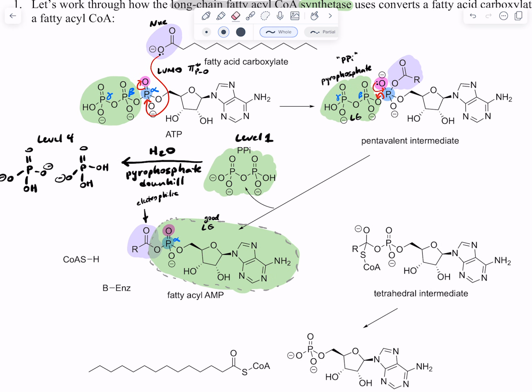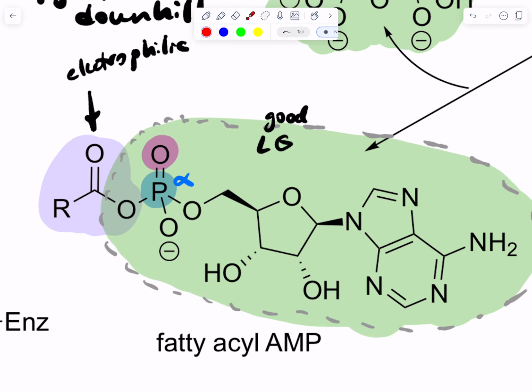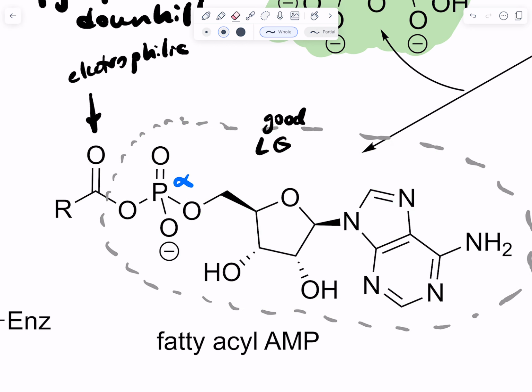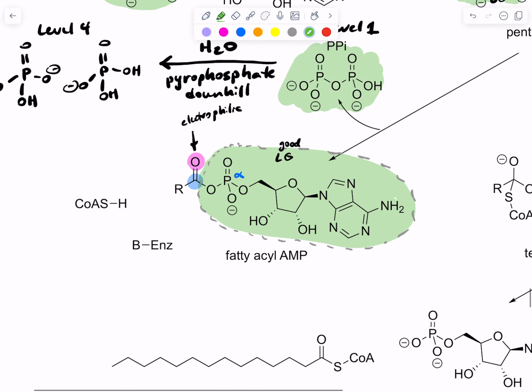All right, once we're to the fatty acyl AMP, and our goal is to get to the thioester, what we need to do is swap out the green leaving group for coenzyme A. So now if you'll forgive me, since our focus is now going to be on the carbonyl carbon, I'm going to highlight the carbonyl carbon, the carbonyl oxygen. All of this is going to be a good leaving group, because once it leaves, it's the conjugate base of an acid whose pKa is around 7.